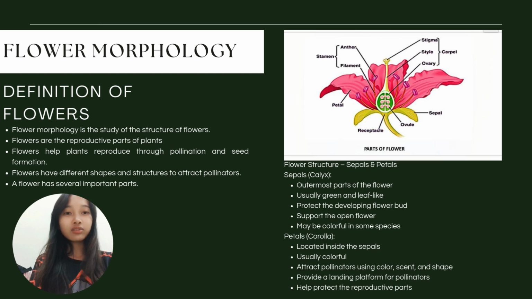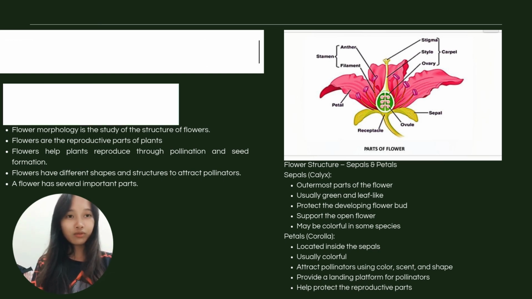Sepals are the outer parts of the flower and are usually green. They protect the flower before it blooms. Petals are colorful and help attract pollinators such as bees and butterflies. These parts work together to help the plant reproduce successfully.